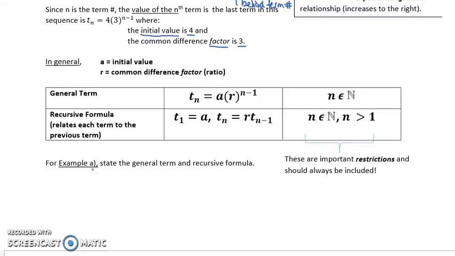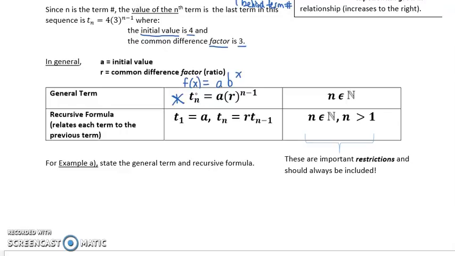So in general, a is the initial value, and r is the common factor. So what we get in general is Tn equals a times r to the power of n minus 1. What we saw in the past when we looked at exponential growth was f of x equals a times b to the x. But the reason the exponent here is n minus 1 is because we always start at the first term, not at the 0th term. All right? That's the only difference.